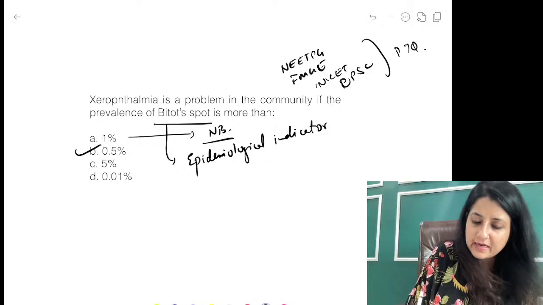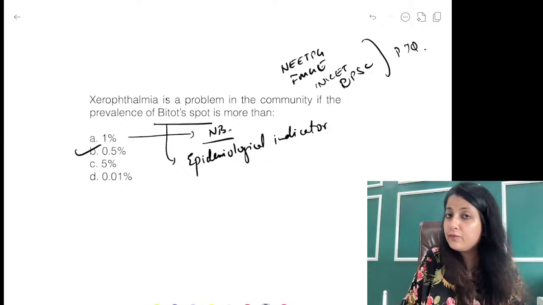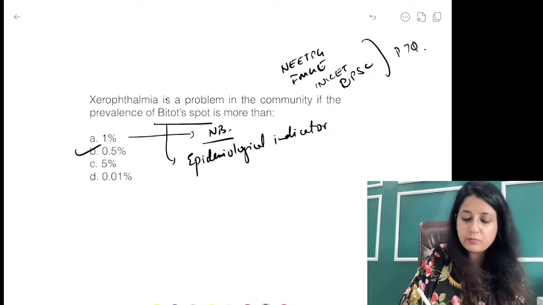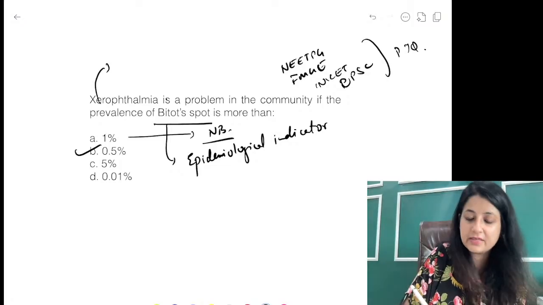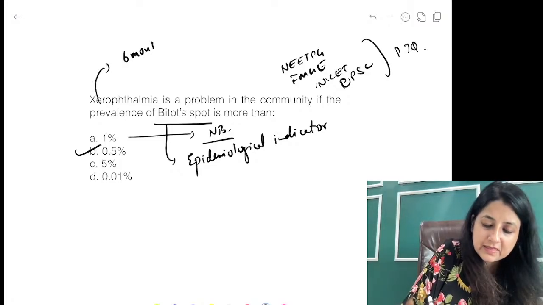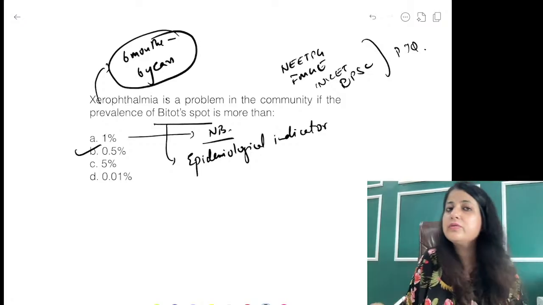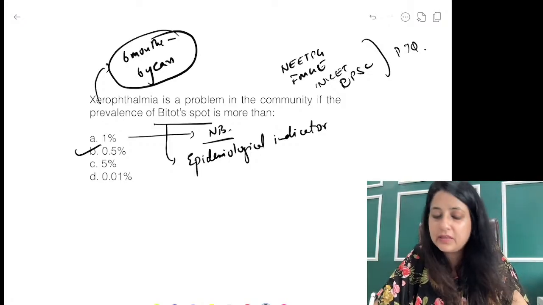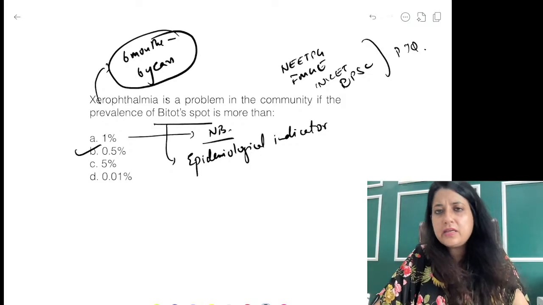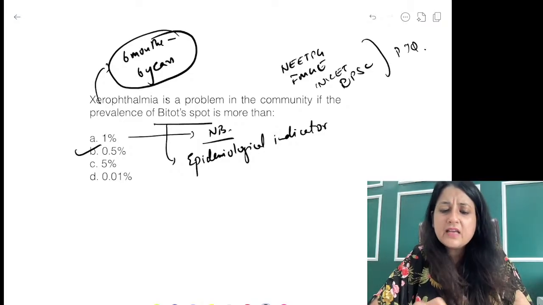And how do you find out the prevalence of this? We look for the prevalence of Bitot spot. We look for the prevalence in which age group? 6 months to 6 years. Now for 6 months to 6-year-old children, we will look for the prevalence. Now guys, if I have to look for the prevalence, which study design would I want to do?